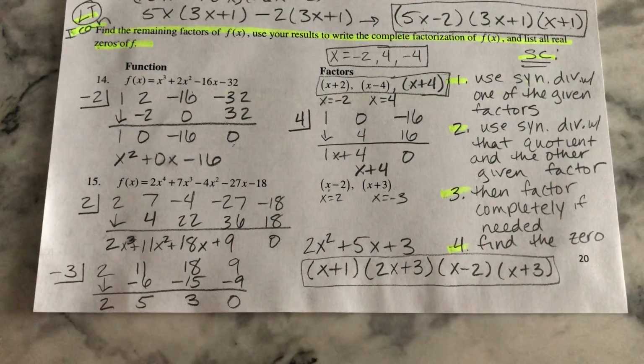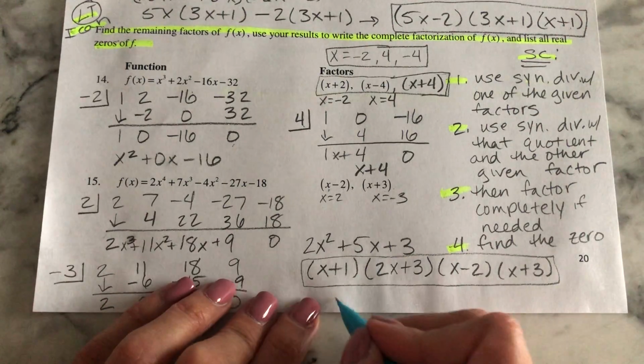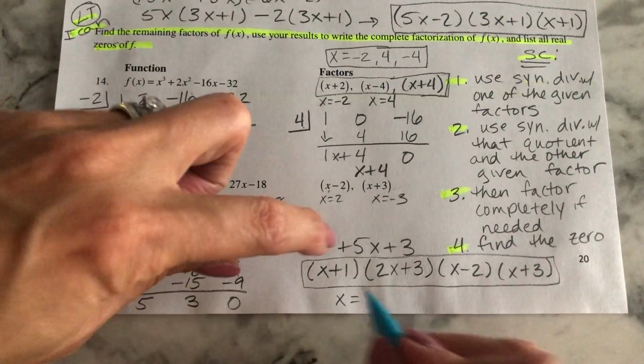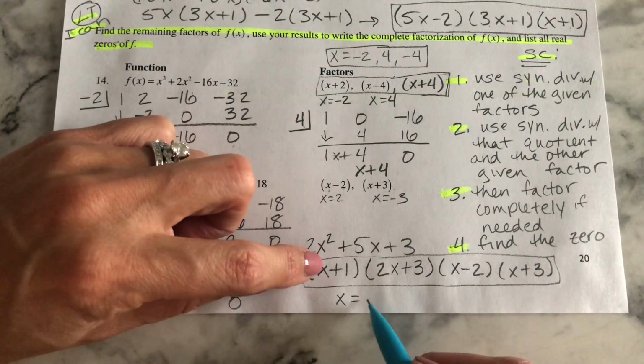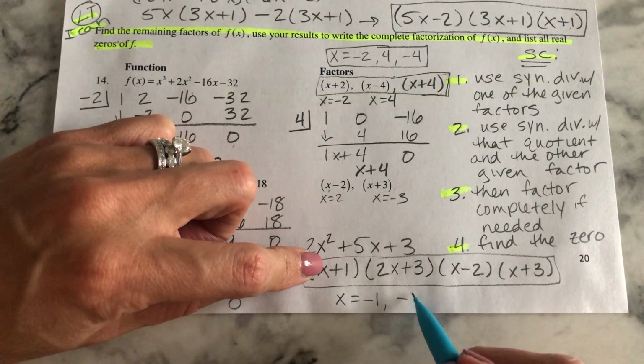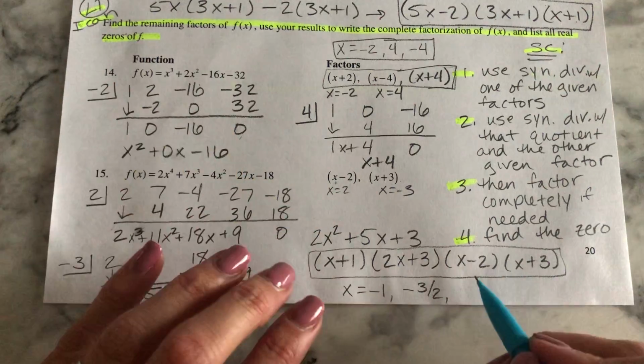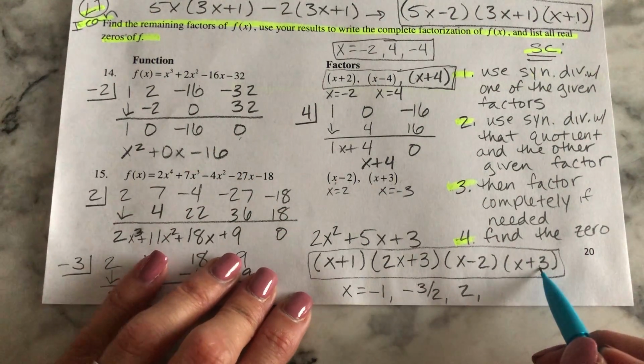And now we're going to find our zeros, find what x equals. So set each of these equal to 0 and solve. So -1, -3 over 2, +2, and -3.